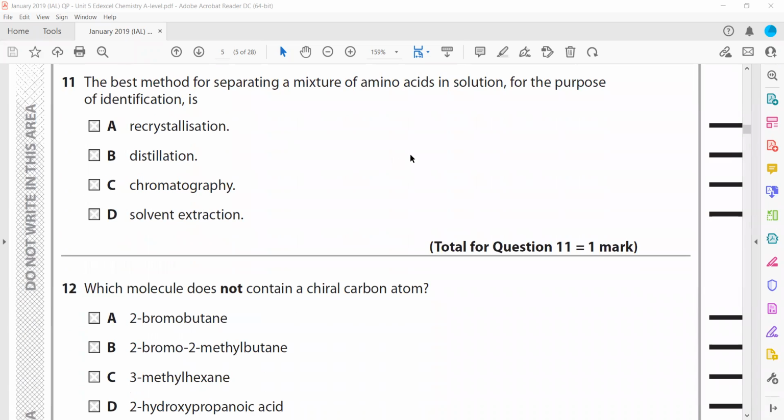Best method of separating a mixture of amino acids in a solution for the purpose of identification. So we use chromatography. Yeah, that's right.